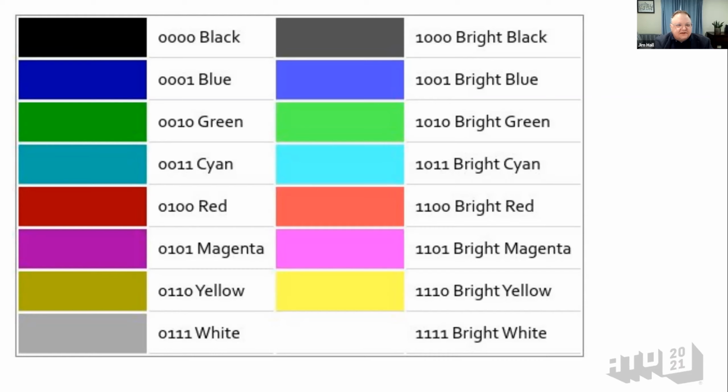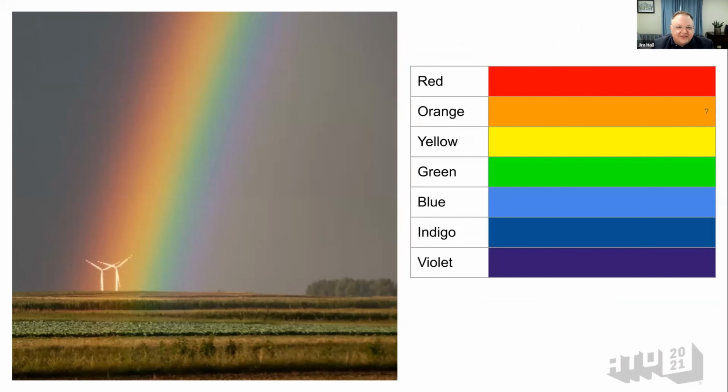I've adjusted my colors a little bit for low intensity and high intensity. And I could say, you know what, we're done. We can actually represent all the colors of the rainbow, right? I can represent everything up there. I can sort of fake it on the blue, indigo, and violet.